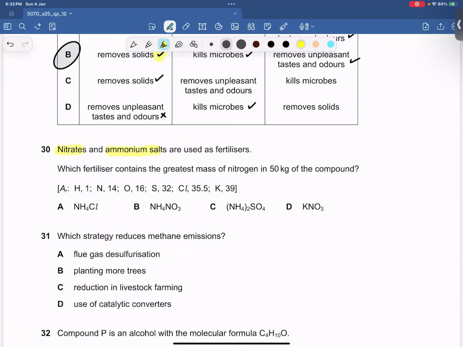Nitrates and ammonium salts are used as fertilizers. Which fertilizer contains the greatest mass of nitrogen in 50 kilograms? The greatest percentage of nitrogen will give you the greatest mass in 50 kg. So we need to find out.